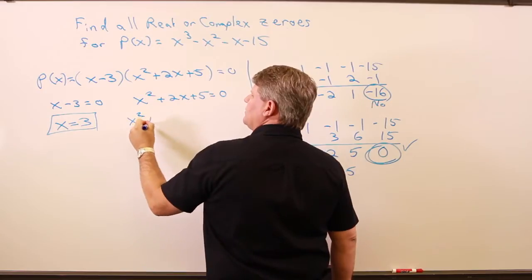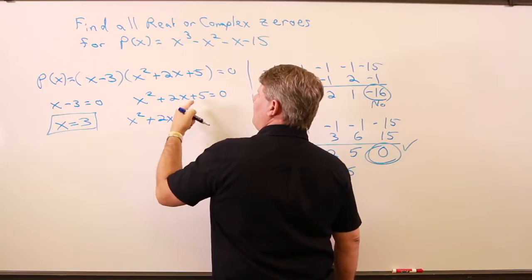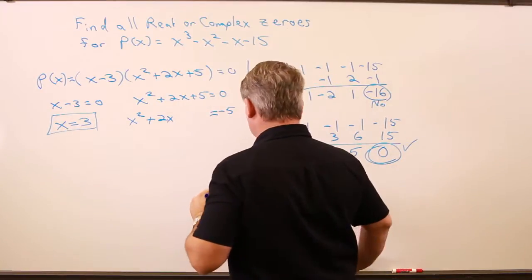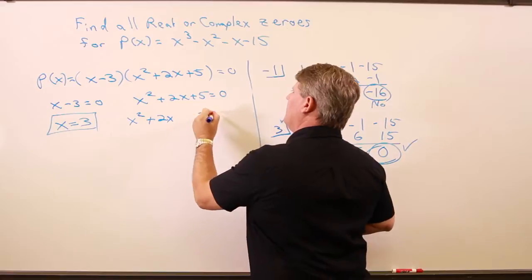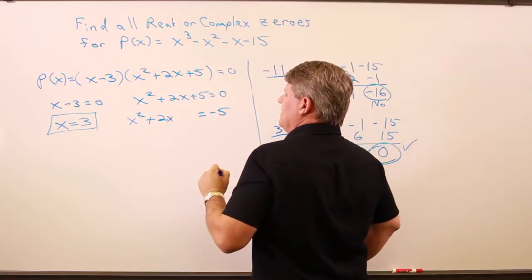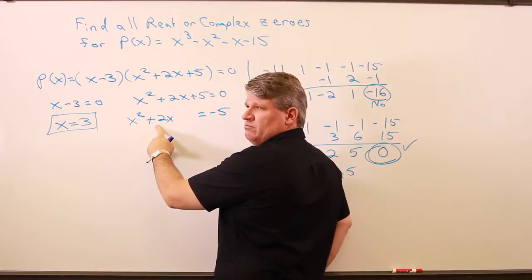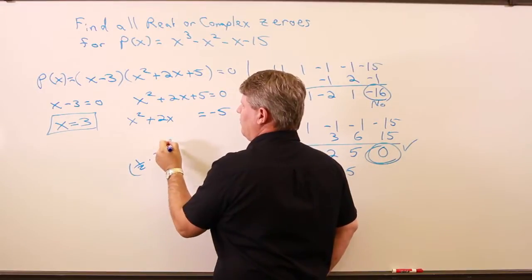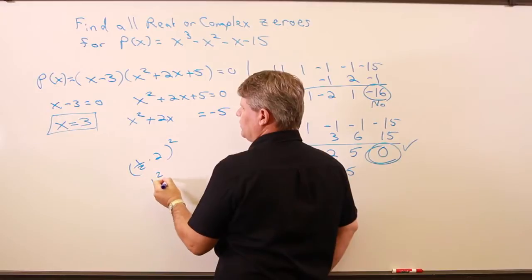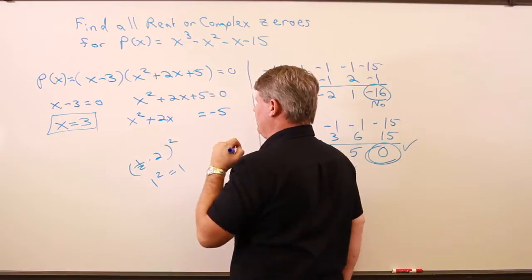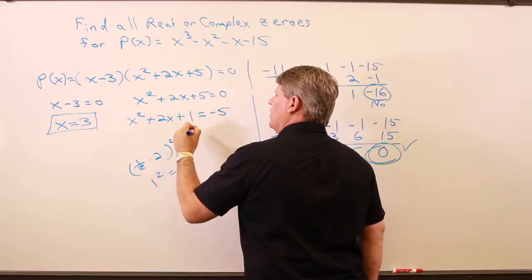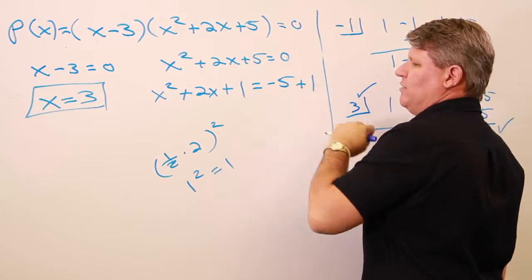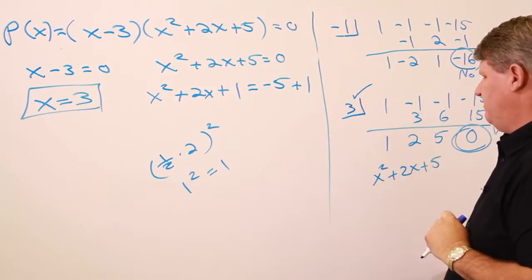I'm going to bring down my x squared and my 2x. I'm going to move my 5 to the opposite side of the equation and make it a minus 5. So I'm going to give myself a little more room there. Then I'm going to take half of 2, 1/2 times 2, and square that result. Well, that would be 1 squared, and that's equal to 1. So I'm going to add 1 to the left side of the equation, and also, to keep my equation balanced, I'm going to add 1 to the right side of the equation.